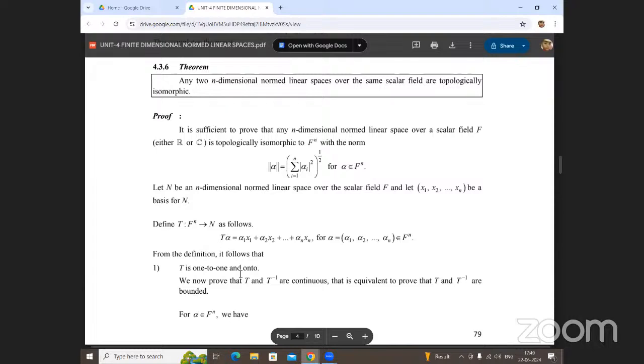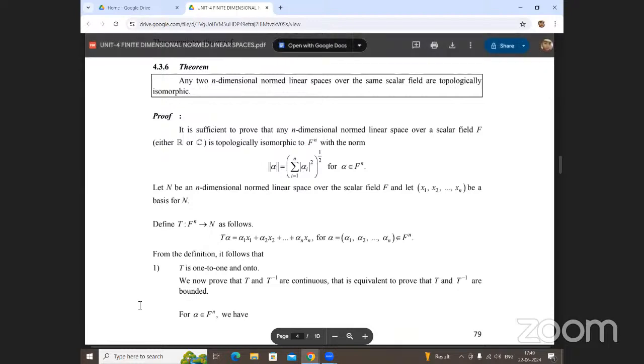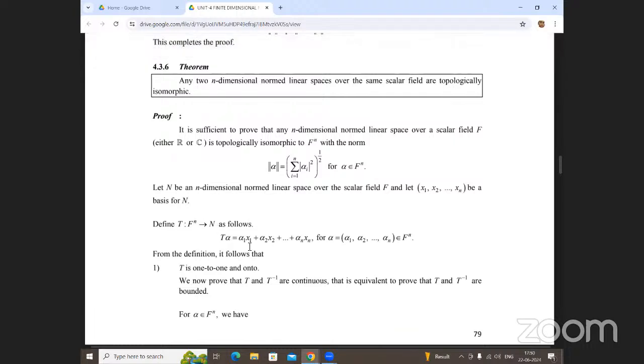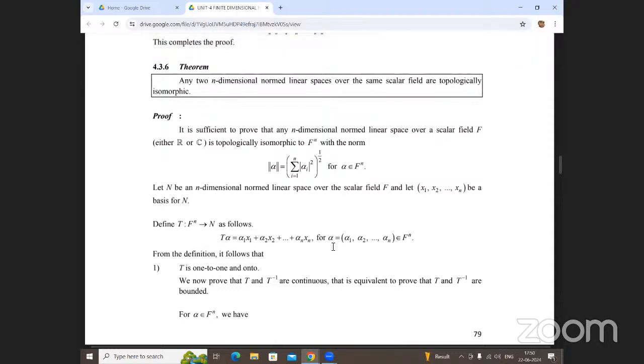Yes, sir. Okay. Now this theorem is very important. Please note it down and keep it in your mind. Here the relation is T alpha equals a linear combination in the normed linear space: alpha 1 x1, alpha 2 x2, up to alpha n xn, for alpha in terms of n values, an n-tuple of the field elements.